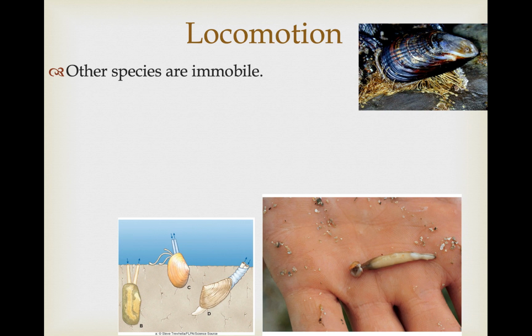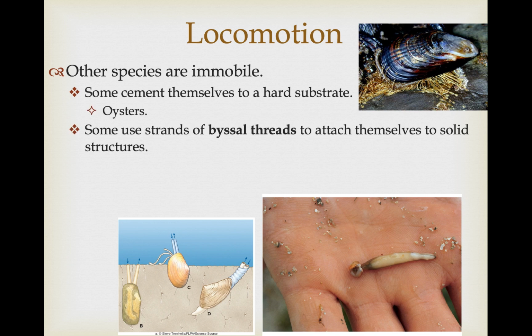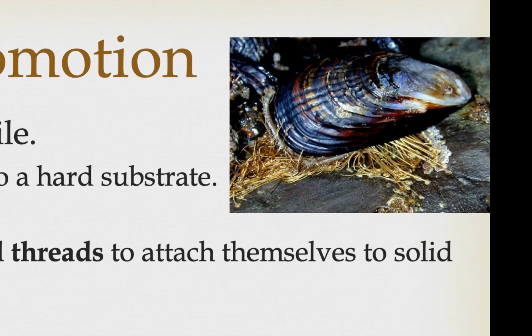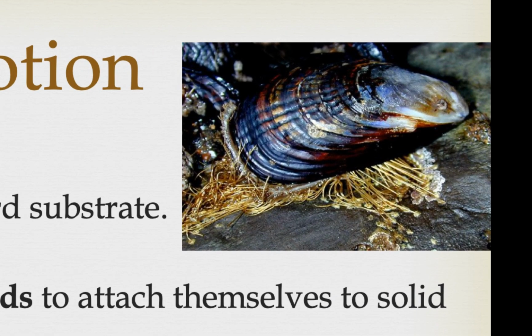Some mollusks don't want to move. They want to remain sessile, want to be immobile, and some of these can cement themselves to a hard surface. So oysters can make these hard oyster beds by cementing themselves together or to hard substrate. Some other bivalves use what are called byssal threads to attach themselves to solid structures, as you can see in this mussel up on top.